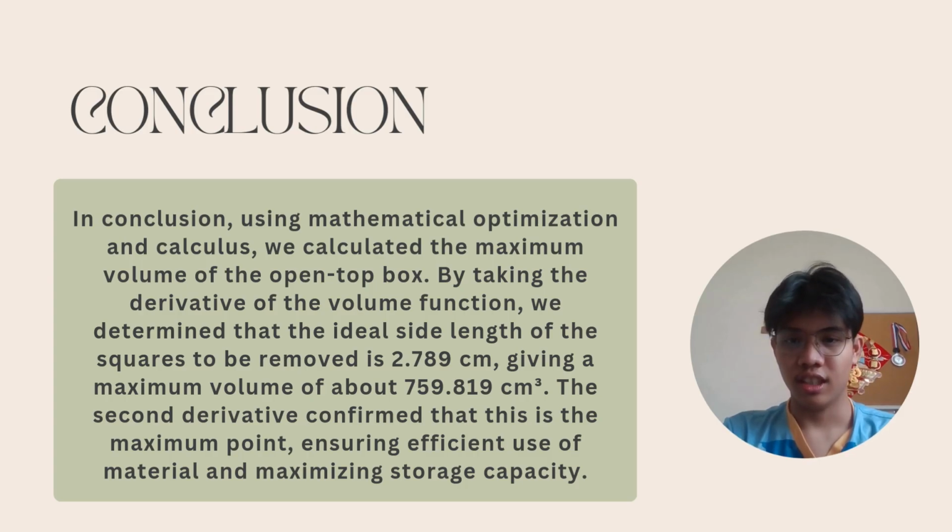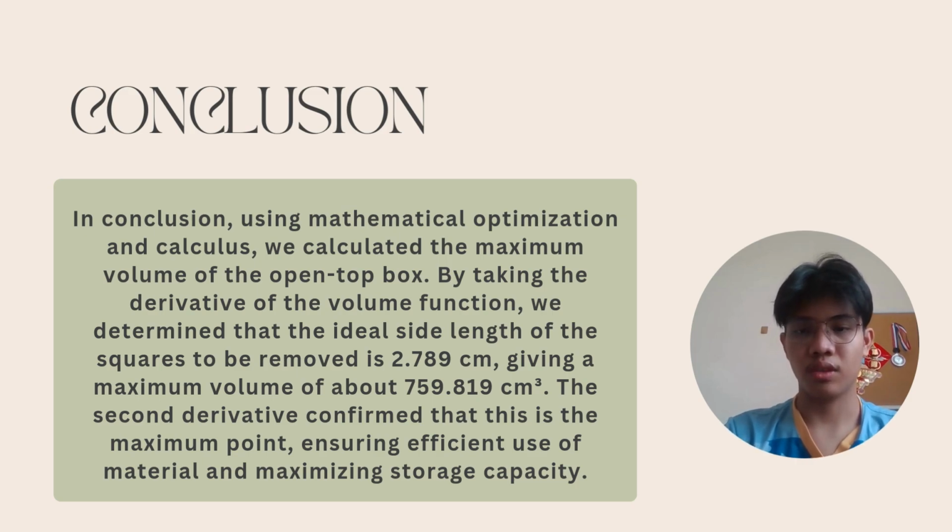In conclusion, through the use of mathematical optimization and calculus, the maximum volume of the open-top box was accurately calculated. By applying the derivative of the volume function with respect to the side length of the squares to be removed, we found that the ideal side length of the squares is 2.789 cm.